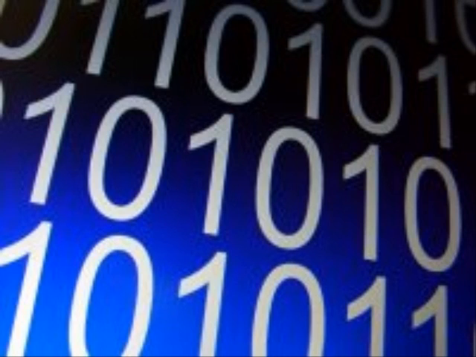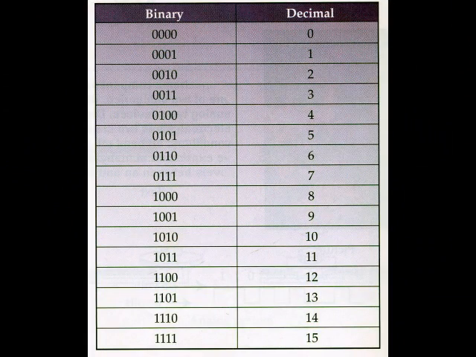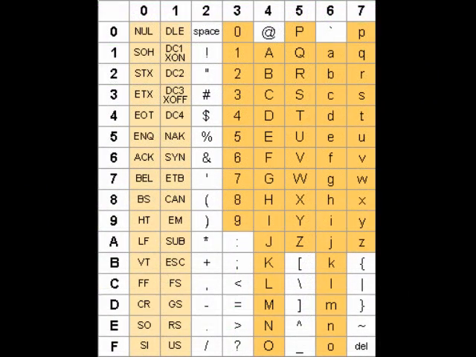Computer data and functions are expressed in a variety of ways. They can be expressed as voltage levels, numeric systems such as binary, hexadecimal, and symbolic codes such as ASCII.